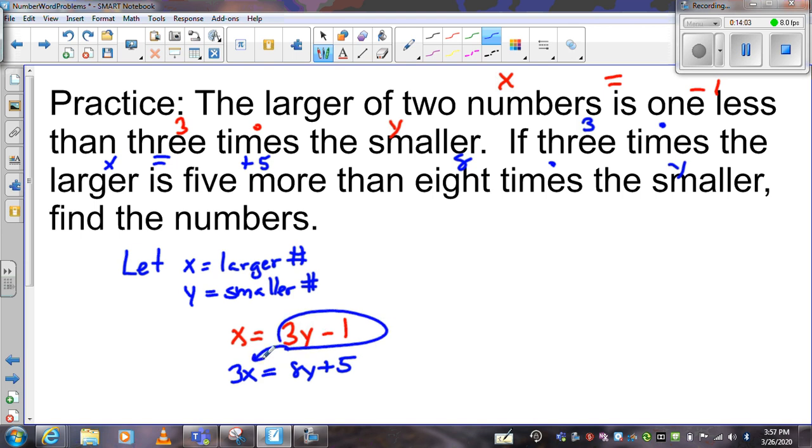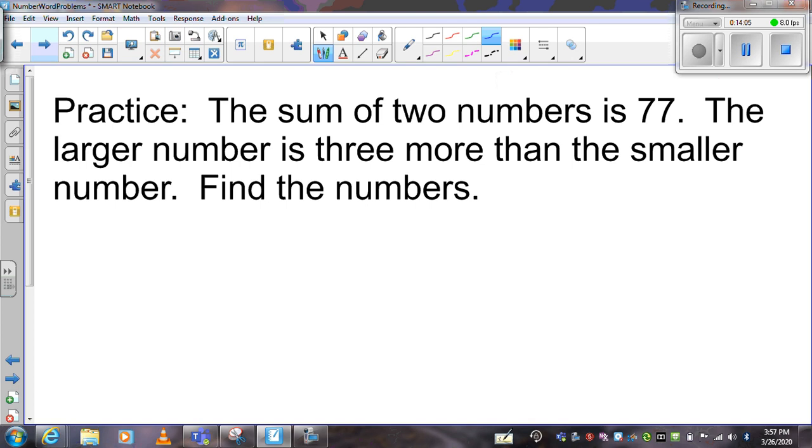All right, let's try another one. The sum of two numbers is 77. The larger number is 3 more than the smaller number. Find the numbers. Okay, again, I'm seeing larger, smaller. So let's set up our let statement. Let x equal larger, and let y equal smaller number.